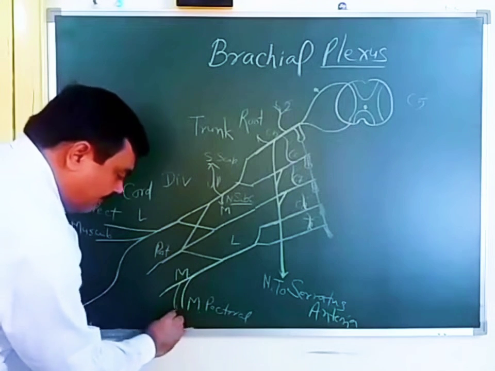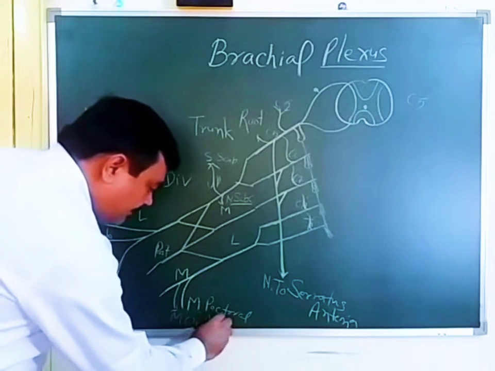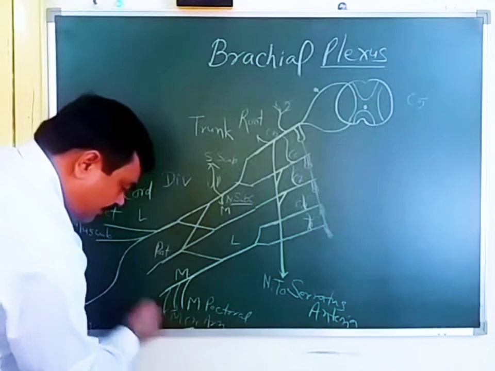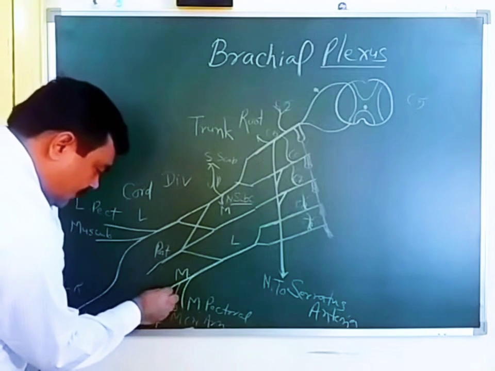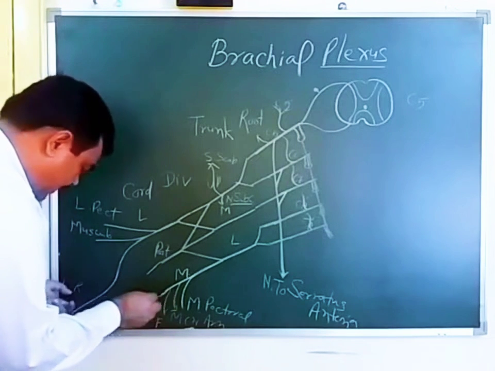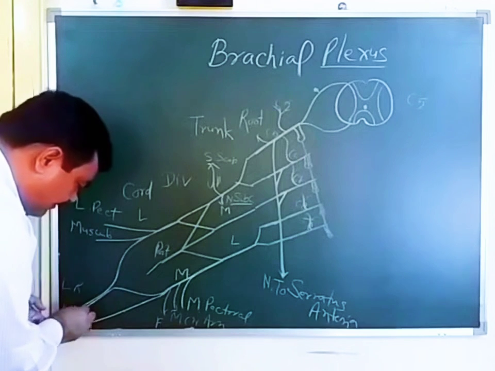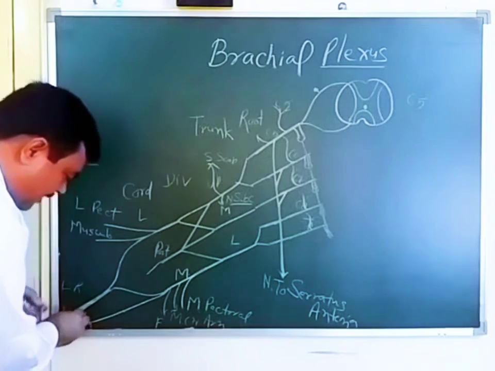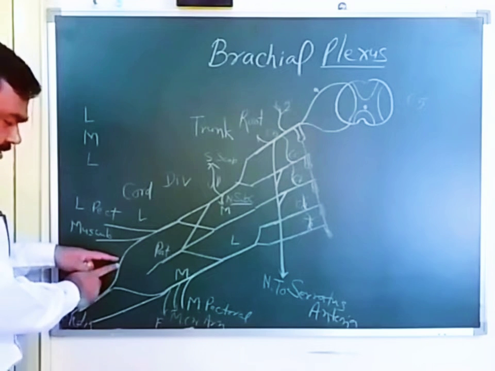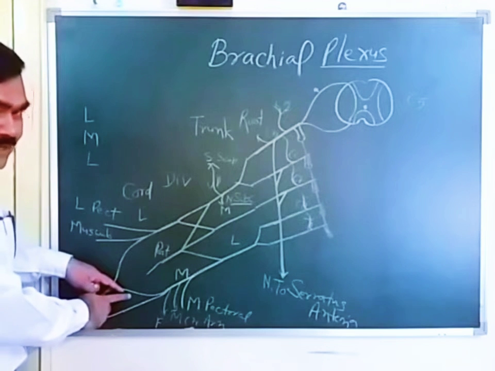Medial cutaneous nerve of arm, medial cutaneous nerve of forearm, ulnar nerve, and medial root of the median nerve. So this is median nerve. It has two roots, lateral root comes from lateral cord, medial root comes from medial cord.